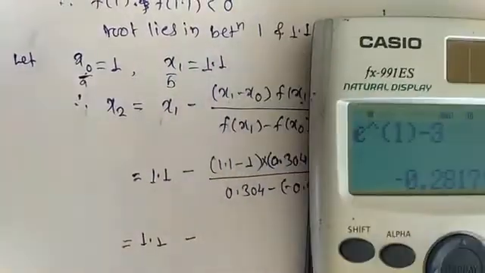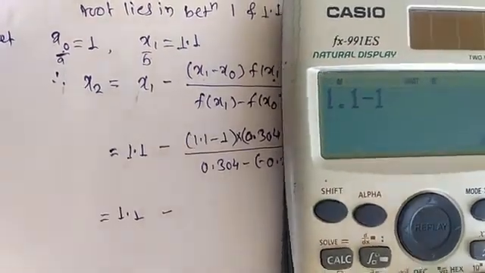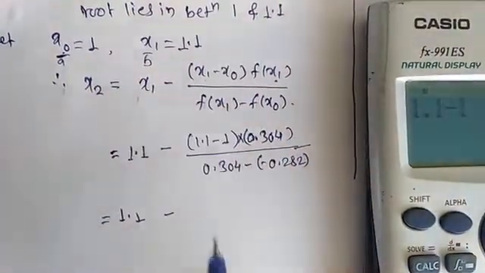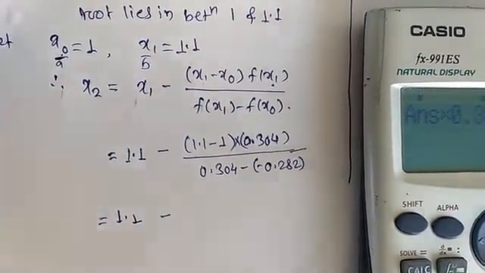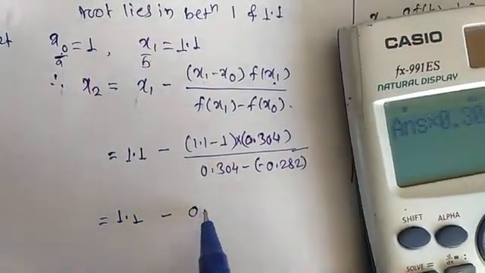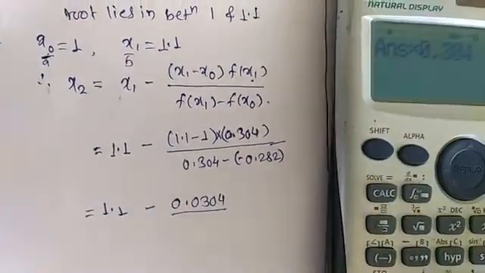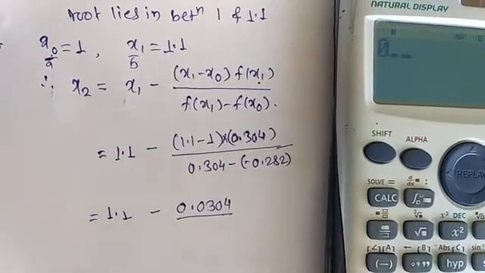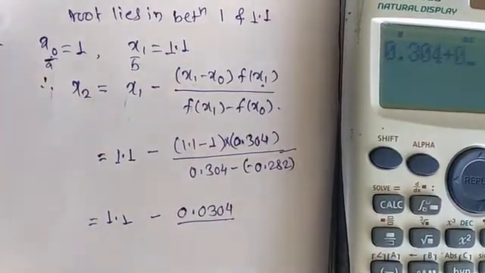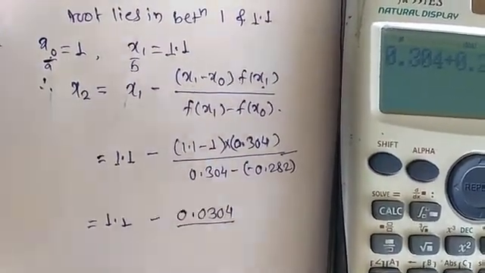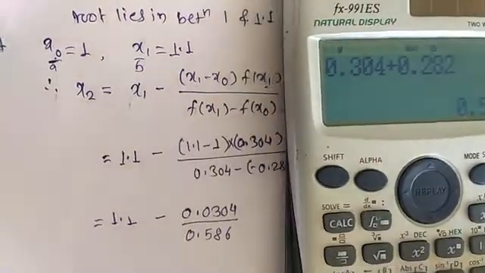We will do the calculation on the false position method here directly. 1.1 minus 1 will be 0.1, and we have to multiply it by 0.304, so the total value is 0.0304. Divided by, now again the denominator is 0.304 plus, minus becomes plus, 0.282, which is equal to 0.586. So we will calculate it directly on the calculator.